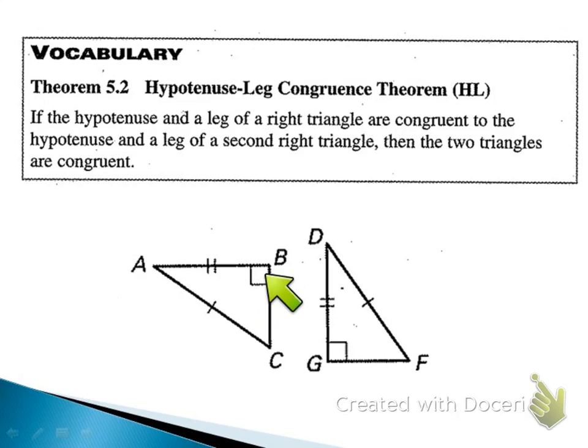So, 3 things you need to look for. 2 right angles, congruent legs, congruent hypotenuse, and then you can use the HL theorem. So go ahead and write this down, get the pictures in your notes, and let me know if you think of any questions.